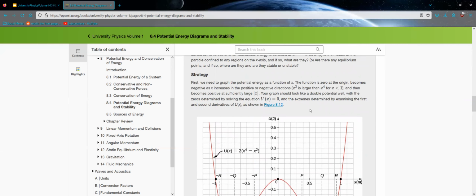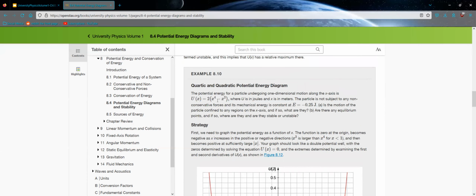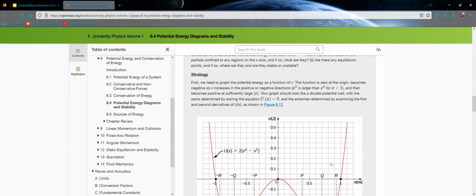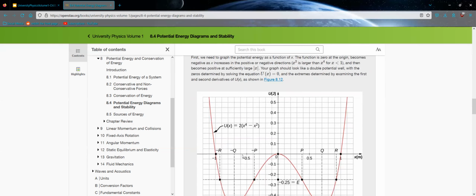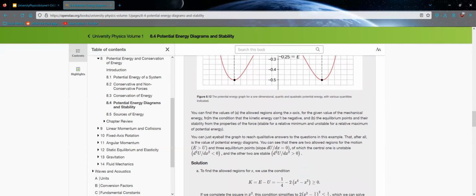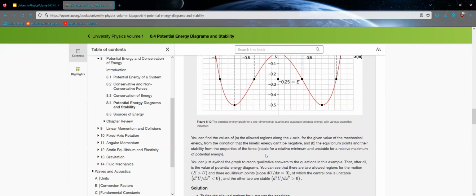Your graph again looks like a double potential well, a W, with the zeros determined by the equation when x is 0, right? Your potential is 0. And the extremes are determined by the first and second derivatives as shown way out here. Cool. You can find the allowed regions along the x-axis for the given value of the mechanical energy from the condition that the kinetic energy can't be negative. What does that mean?